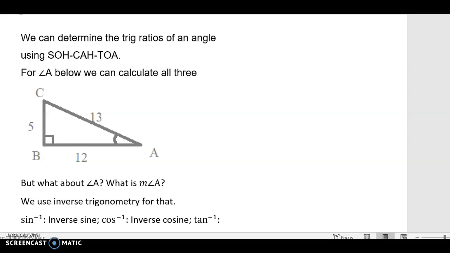If we talked about the sine of the angle, we can write the sine, cosine, and tangent, right? So sine of A is the opposite over hypotenuse. So we need to know what the opposite is. This is opposite. Here's our hypotenuse. And here's our adjacent. Okay?